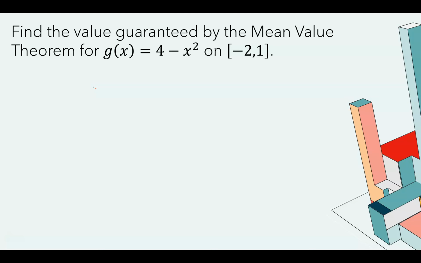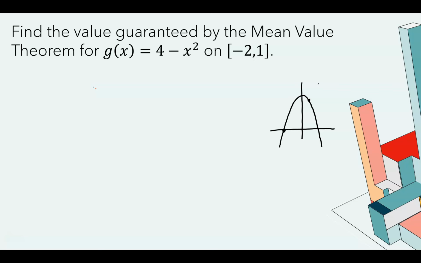We'll practice in the abstract, just, hey, how does this work? So we need to find the value guaranteed by the mean value theorem for g of x, which is 4 minus x squared on negative 2 to 1. And the first thing you have to figure out is, hey, can I use the mean value theorem? Well, let's picture the situation.